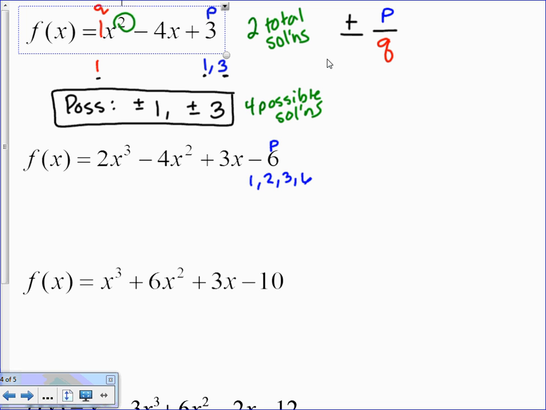Notice that the constant was negative 6, but I don't have to worry about plus or minus because in the end, I'm going to put a plus or minus in front of everything. So it takes care of all the sign issues I could have. So you only have to worry about the number.